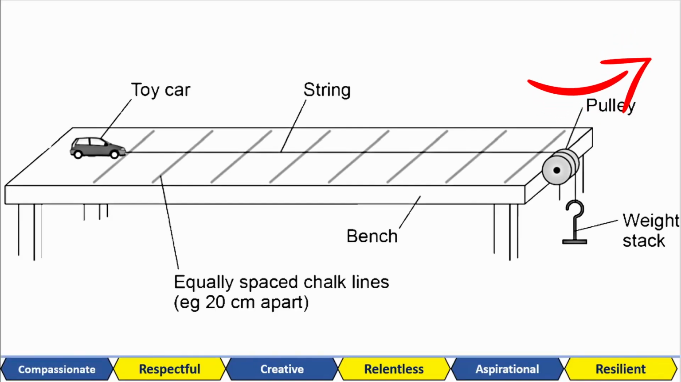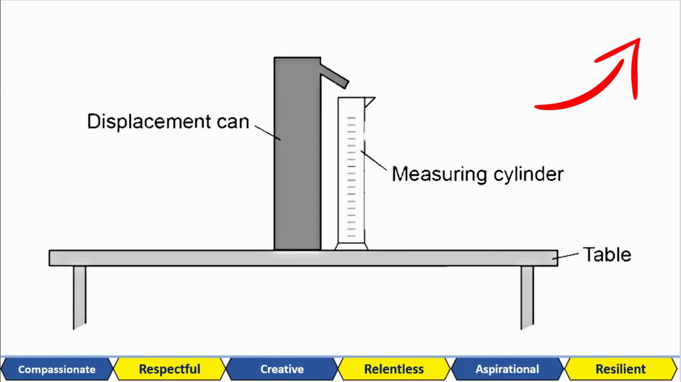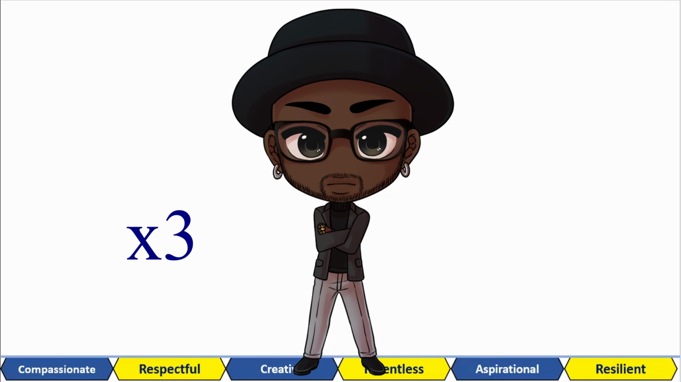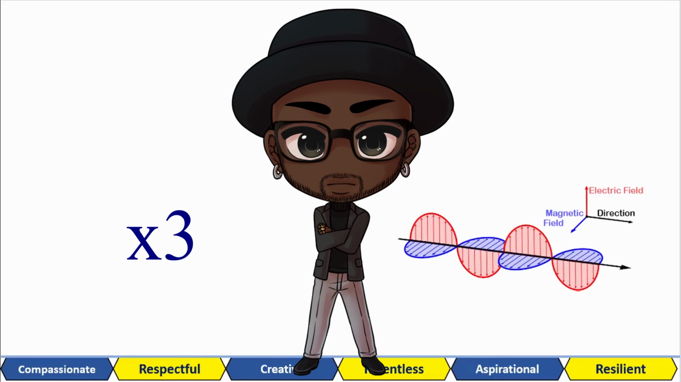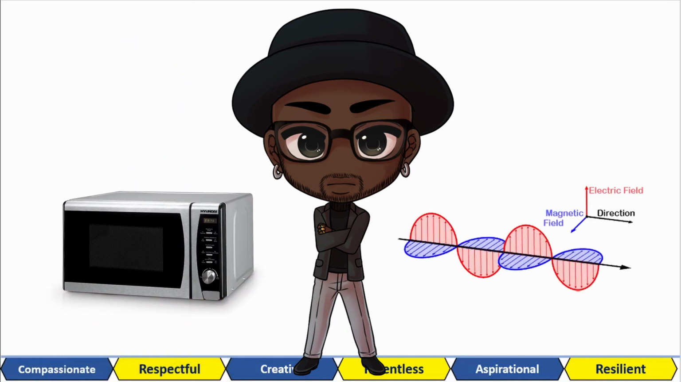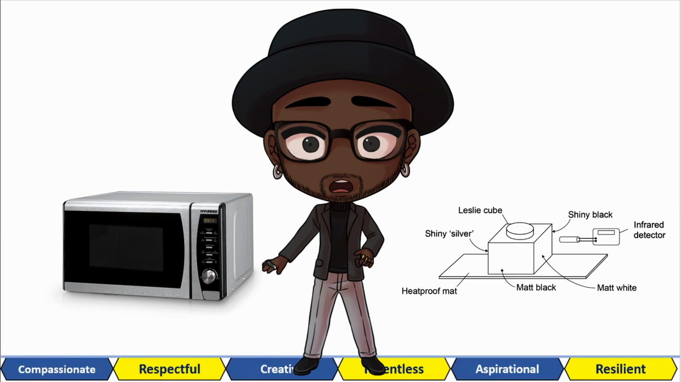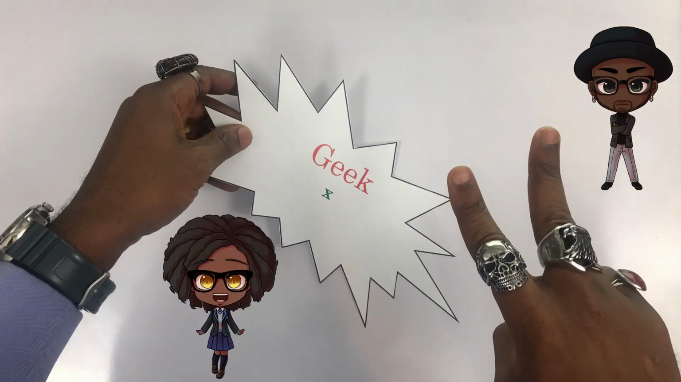You can click the card here to take you to the playlist that shows all the required practicals that we've gone through. In this video, we'll be going through 3 different types of electromagnetic waves. We'll then be looking at the uses of those electromagnetic waves, and then finally we'll jump into the radiation and absorption required practical. Well then, let's chop some science.